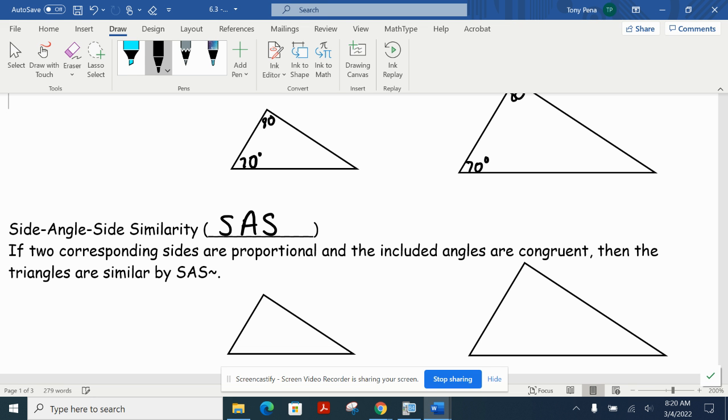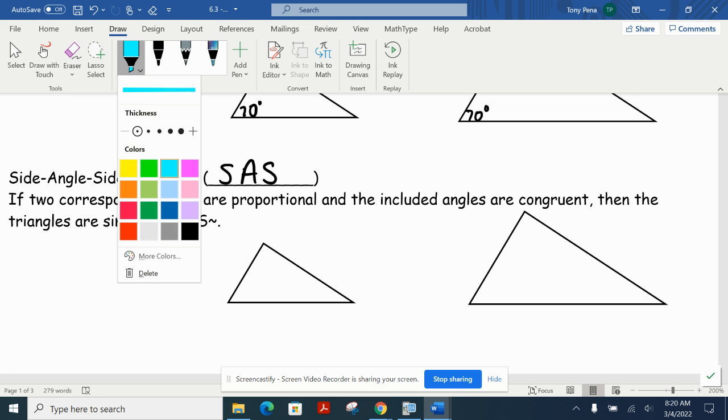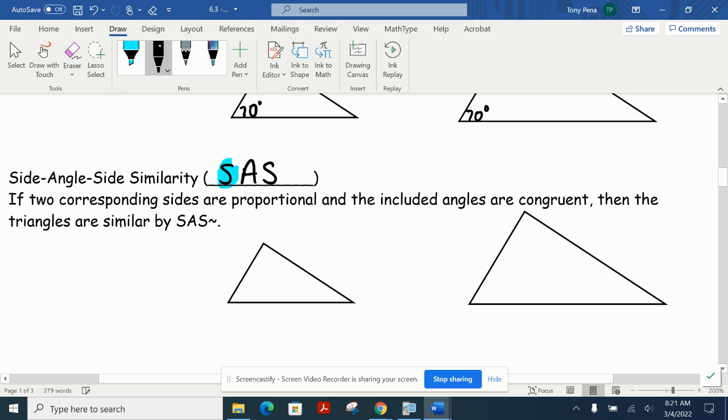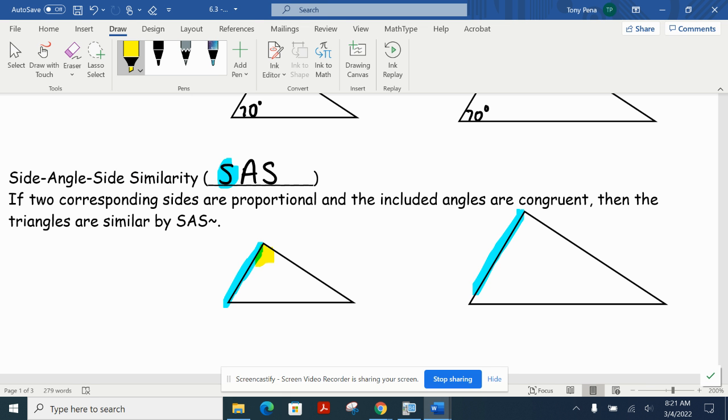So if we ever just write SAS, that is an abbreviation for side, angle, side. The order of this is important. So notice how I write the S and then the angle is in between the next S and the previous S. It has to be in this order. So if I come down here, let's start with a side. All right, so let's say this side here, I'll highlight this one in blue. And then this side here. And then if we pick one of these angles, I'm going to pick the angle on top. So this guy. And then its corresponding angle over here.